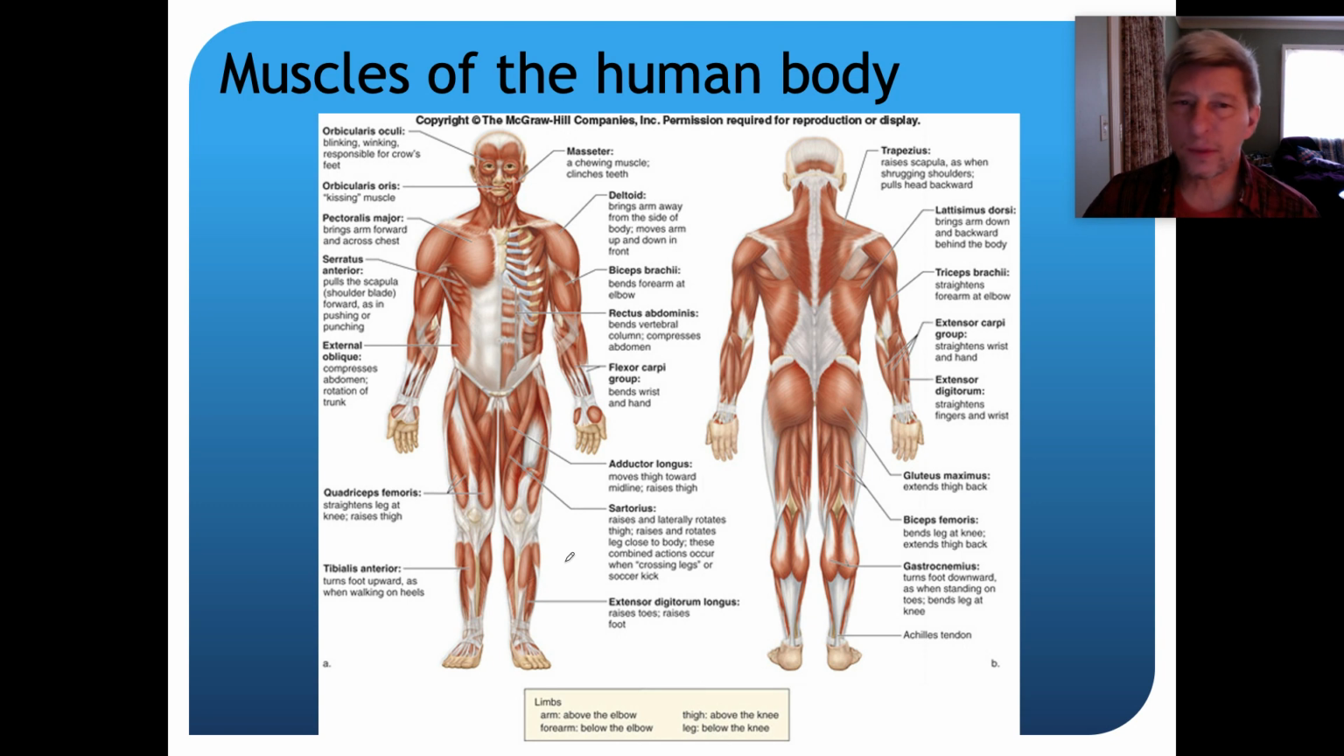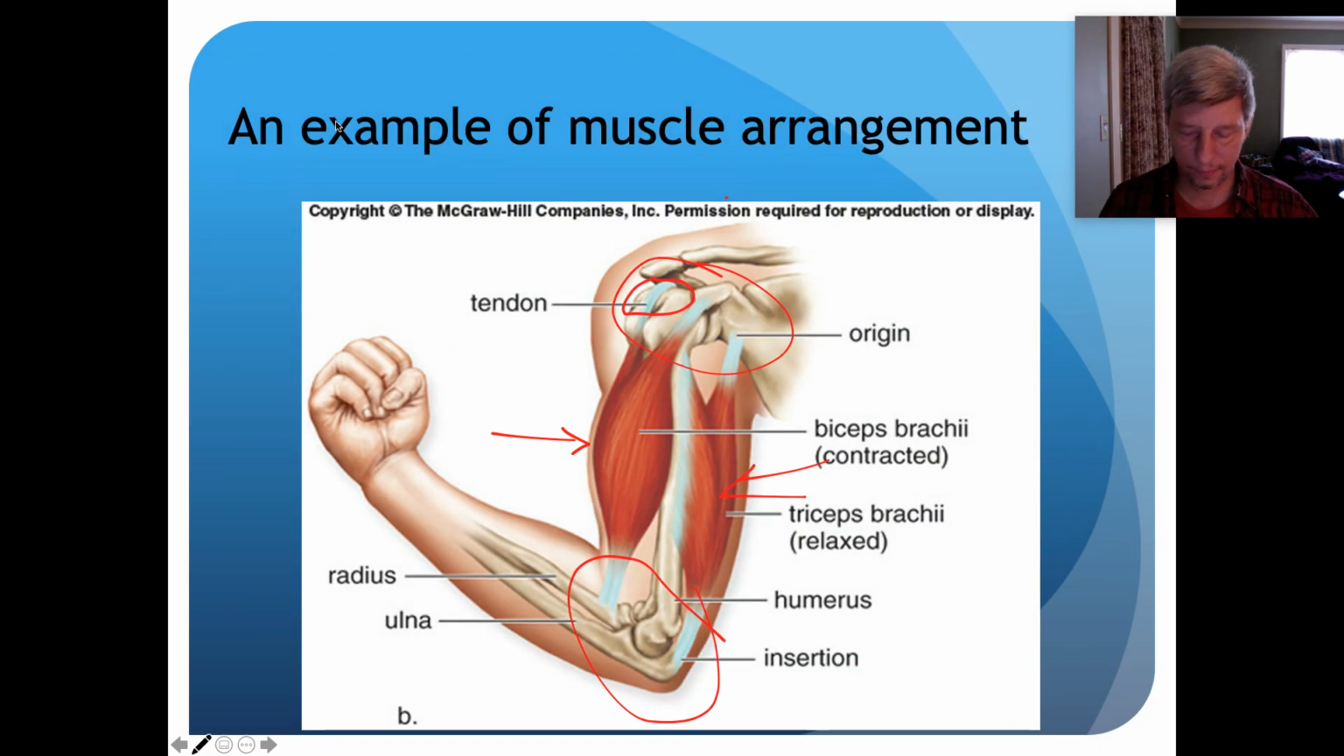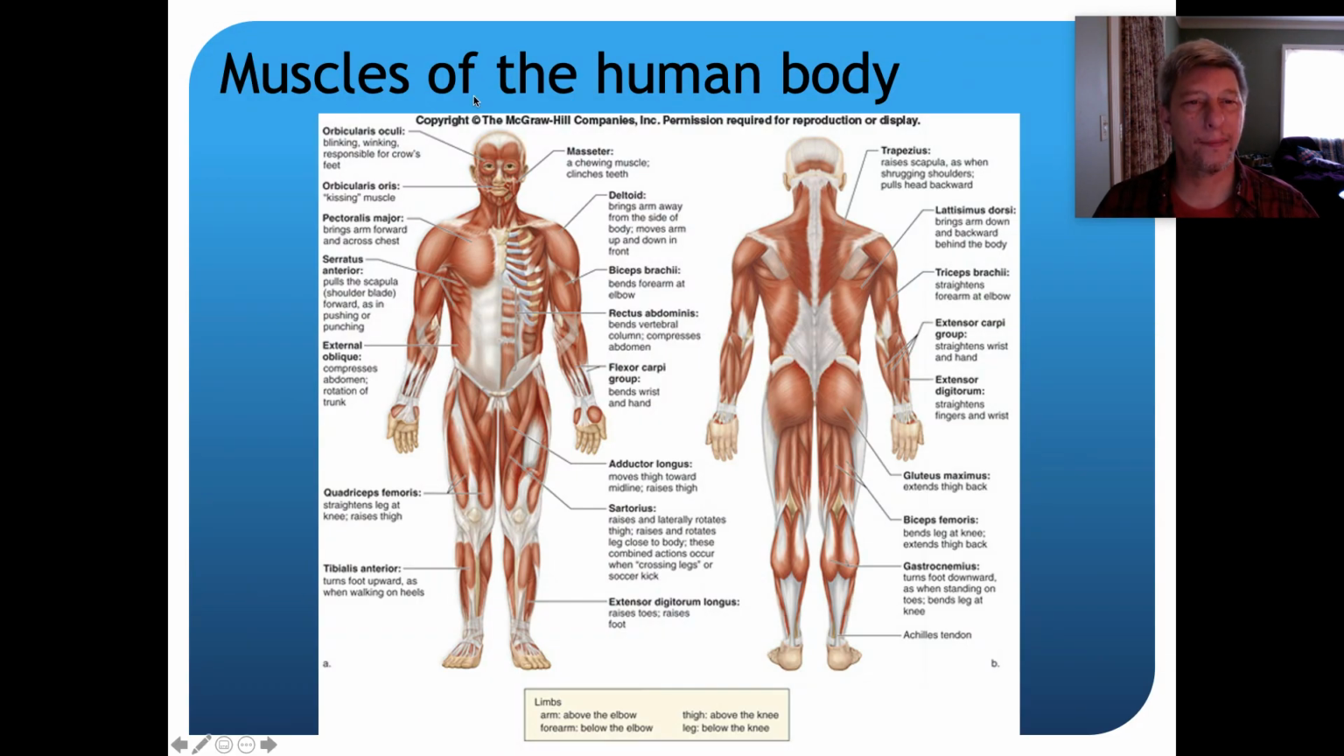Now, in terms of muscles of the human body, there are lots and lots of them. You don't need to memorize these, but just to go through a couple. The orbicularis oculi are the muscles of the eyeball. So think about all the things you can do with your eyes. You can open them up, or squint them, or wink at somebody, or that sort of thing.